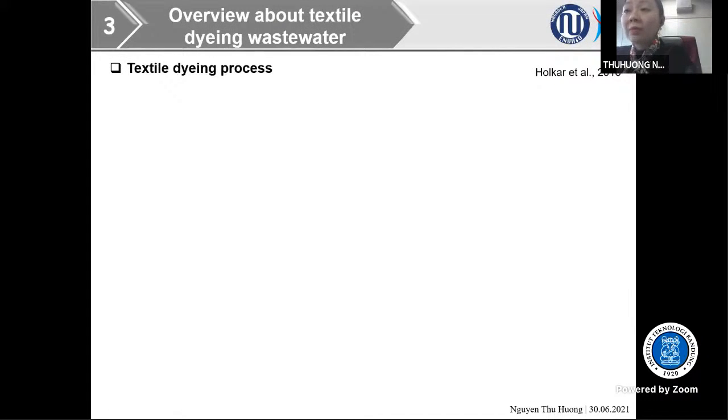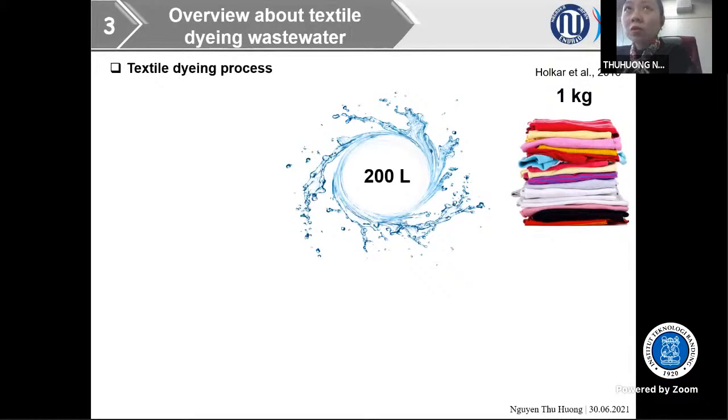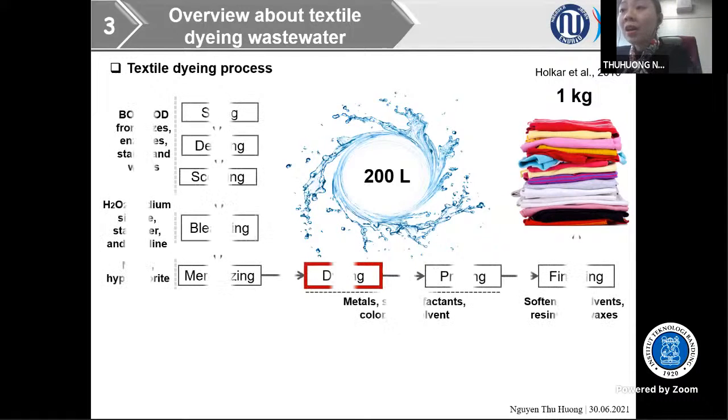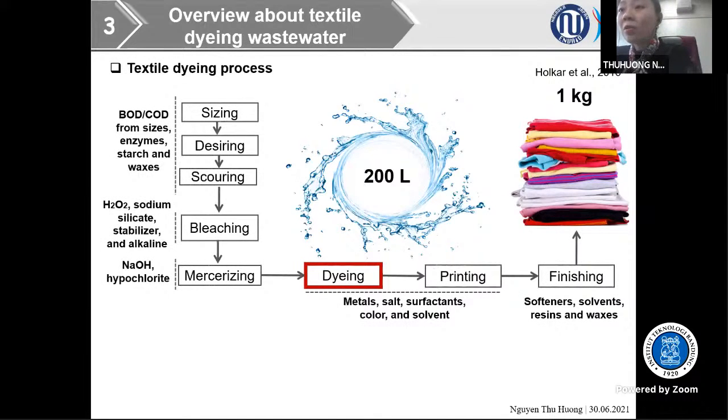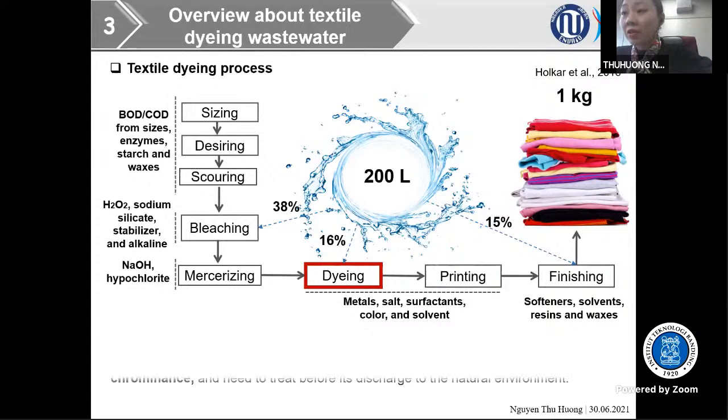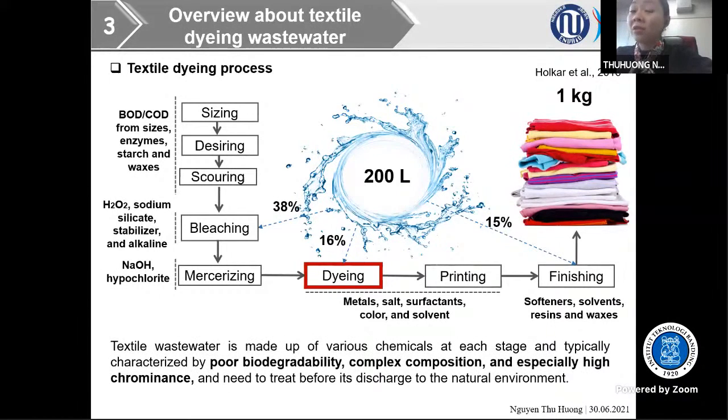Although it depends on the fabric, overall, to make 1 ton of fabric, 200 tons of water need to be consumed. In other words, 1 kilogram of fabric requires 200 liters of water. Here you can see the stages of textile production, in which the most water-consuming stages are bleaching with 38%, dyeing with 60%, and finishing with 15%. Of all these stages, the dyeing process is our most concerned stage because this is the main source of many dyes and causes a highly color-intense effluent.